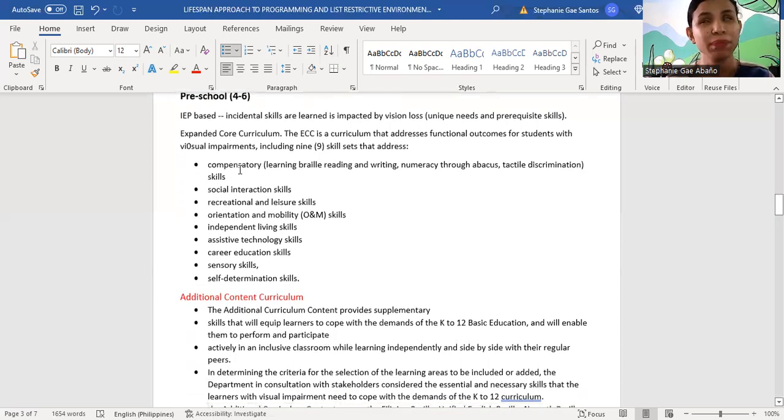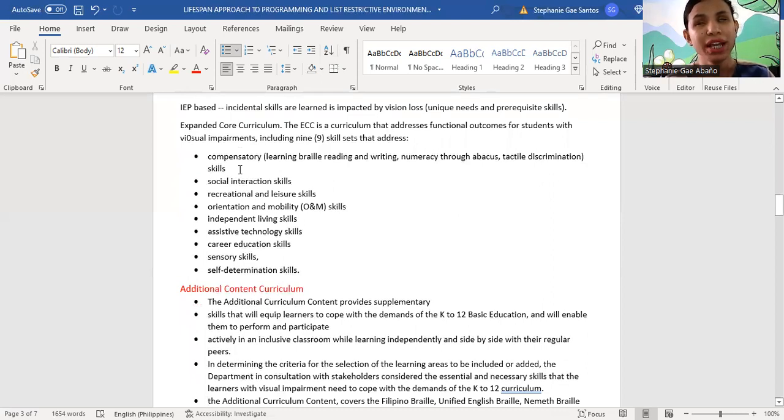So what are those? We have the Filipino Braille Code, Unified English Braille Code, the use of the abacus, and orientation and mobility.